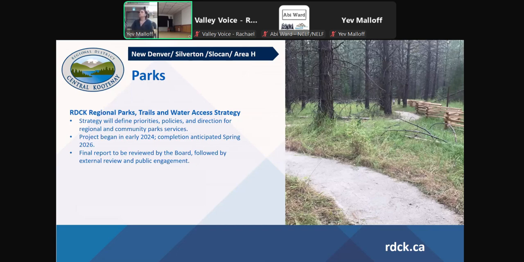Next, we have parks from a regional perspective. There are parks, trails, and water access strategies being worked on to define priorities, policies, and direction. This project began in 2024 with anticipated completion this year. The final report is to be reviewed by the board, followed by external review and public engagement.